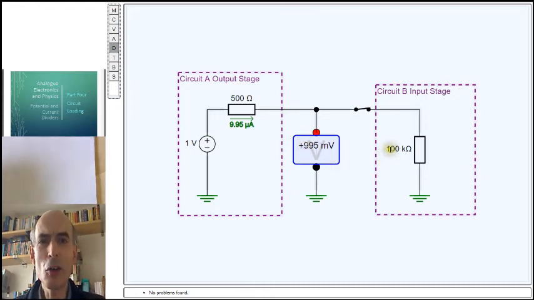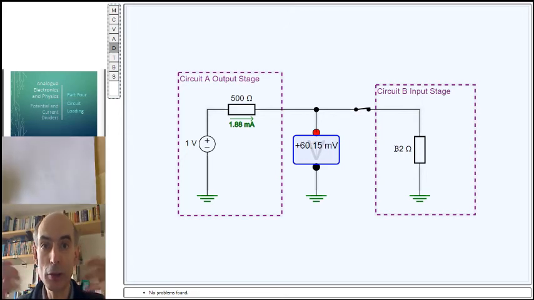Once again, we can't always do that. Sometimes circuit B's input stage has a small resistance, and there's nothing we can do about it. For example, it could be a pair of headphones, which have an impedance of 32 ohms. And you can't raise it up without reducing the volume that people would hear. And in this case, if we had an audio amplifier with an output of 500 ohms, then we'd be getting very little voltage across our headphones, our 32 ohm headphones.